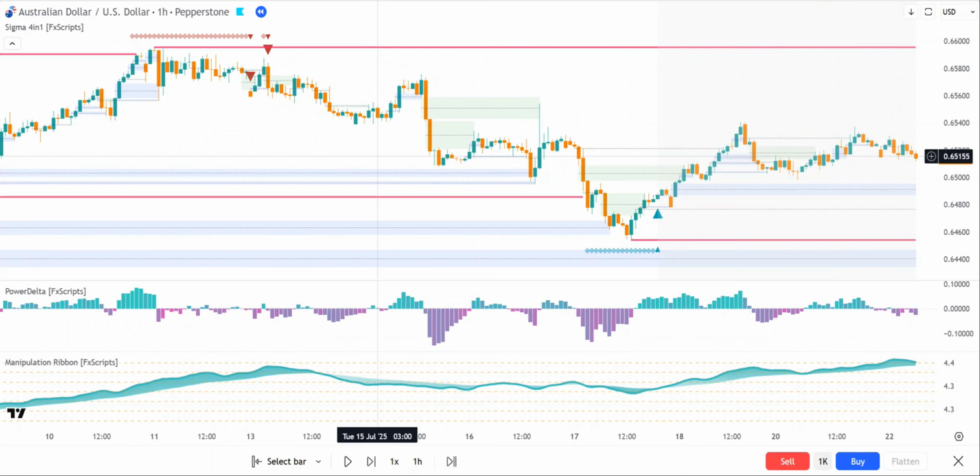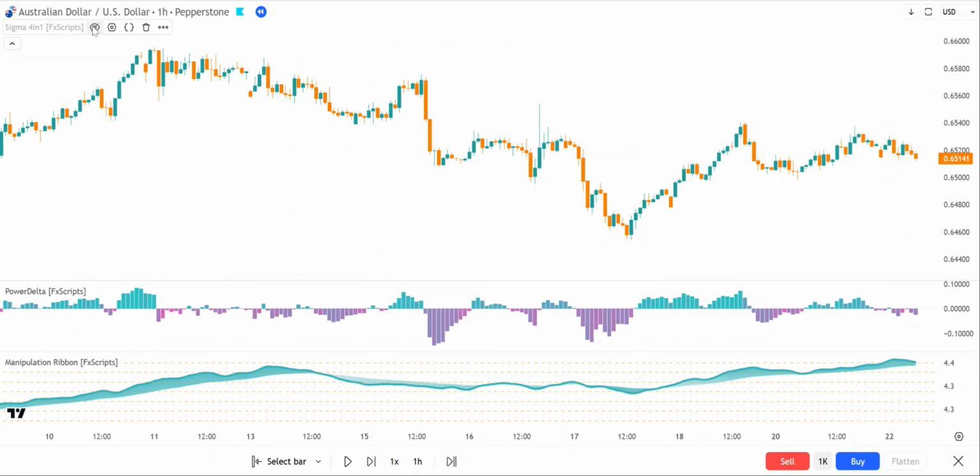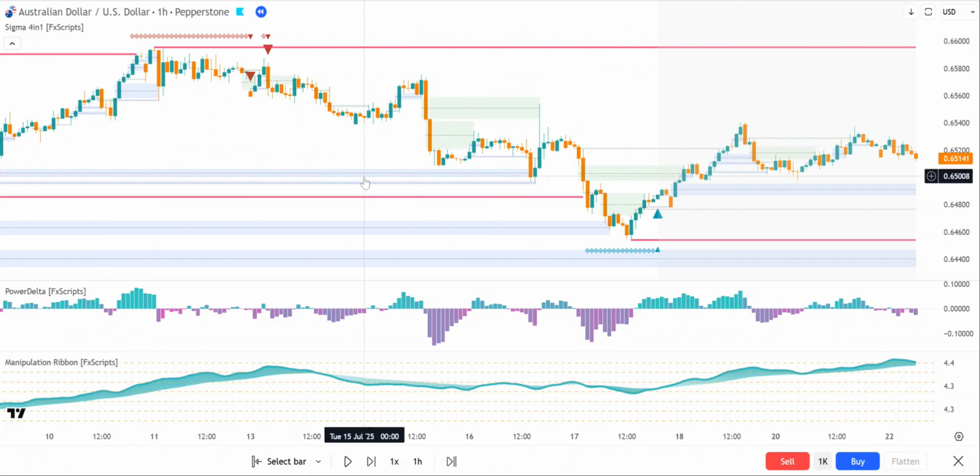Okay, first things first. Just looking at the price, the candles up here, we can see this Sigma 4-in-1 is producing all of these various lines. I'll talk you through what each of them are. So these solid, deep pink lines, hot pink, they are liquidity levels that have been drawn on automatically by the tool. What we're looking for is when one of these is broken and coincides with a reversal. So you can see that happens quite nicely here.